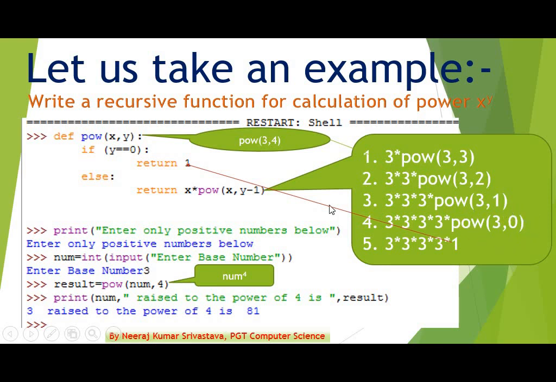Now 0 is a terminating condition, y is equal to 0. It will terminate and return 1. Now the result will be 3 into 3 into 3 into 3 into 1, that is 81.